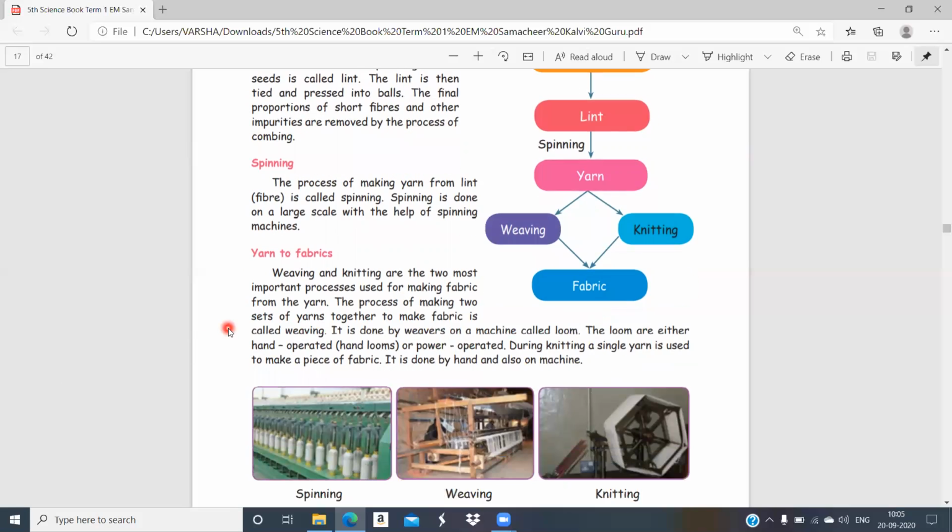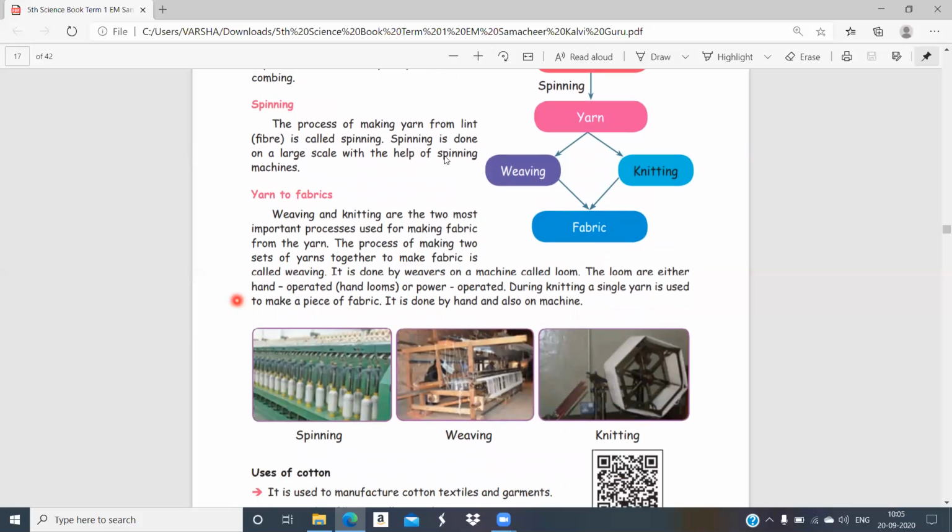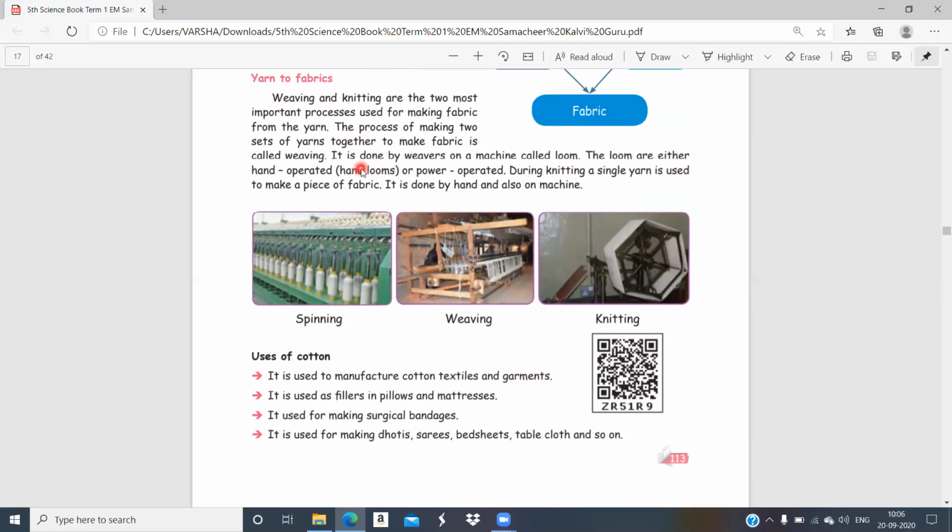And we can see spinning. The process of making yarn from lint fiber is called spinning. Spinning is done on a large scale with the help of spinning machines.